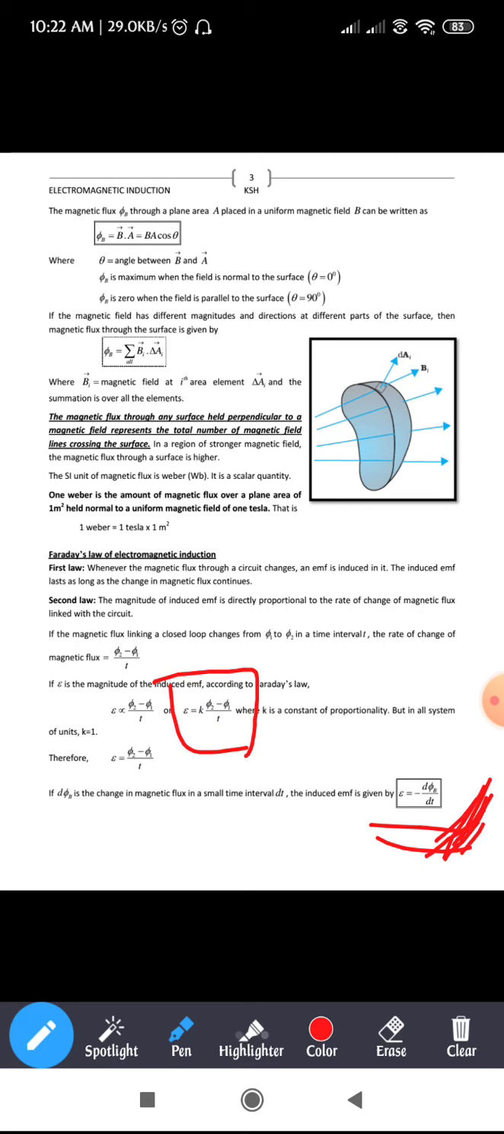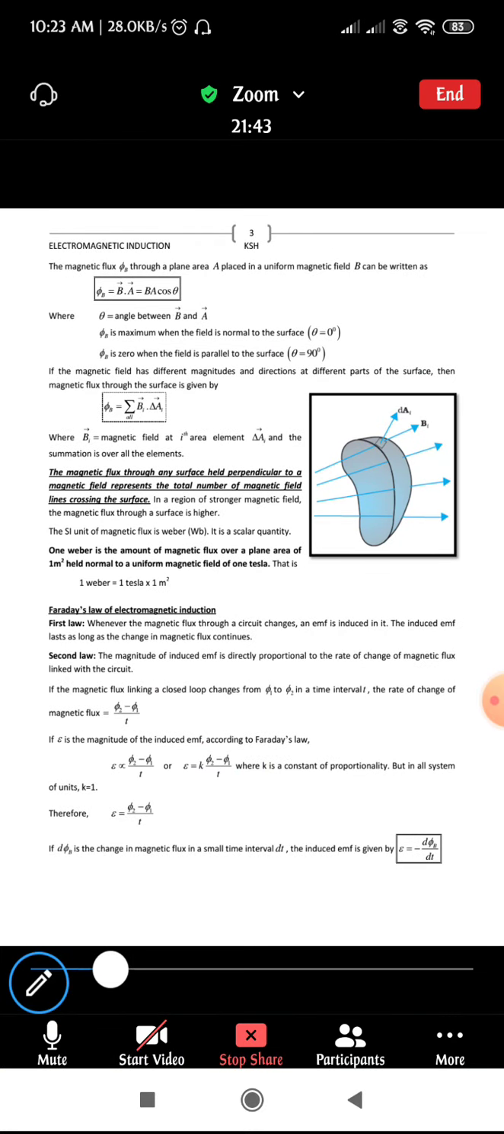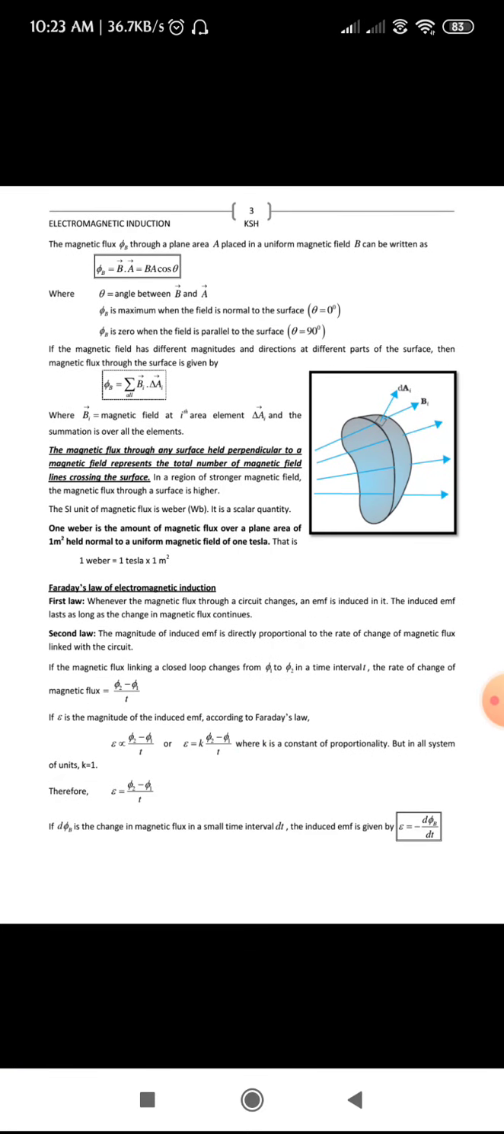Just go through this magnetic flux first, then Faraday's first law and second law. In case you have any doubts, please let me know. Just go through it for a few minutes, the magnetic flux and Faraday's first law and second law.